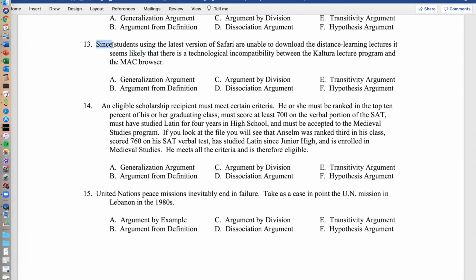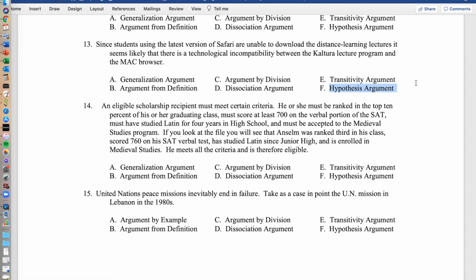"Since" tells us here's the evidence. Students using the latest version of Safari are unable to download the distance learning lectures. So that's the evidence, and we have a claim, "it seems likely," and we would call that then a hypothesis argument. We're offering a hypothesis to explain the puzzling facts. The puzzling facts here, students can't download the lectures.